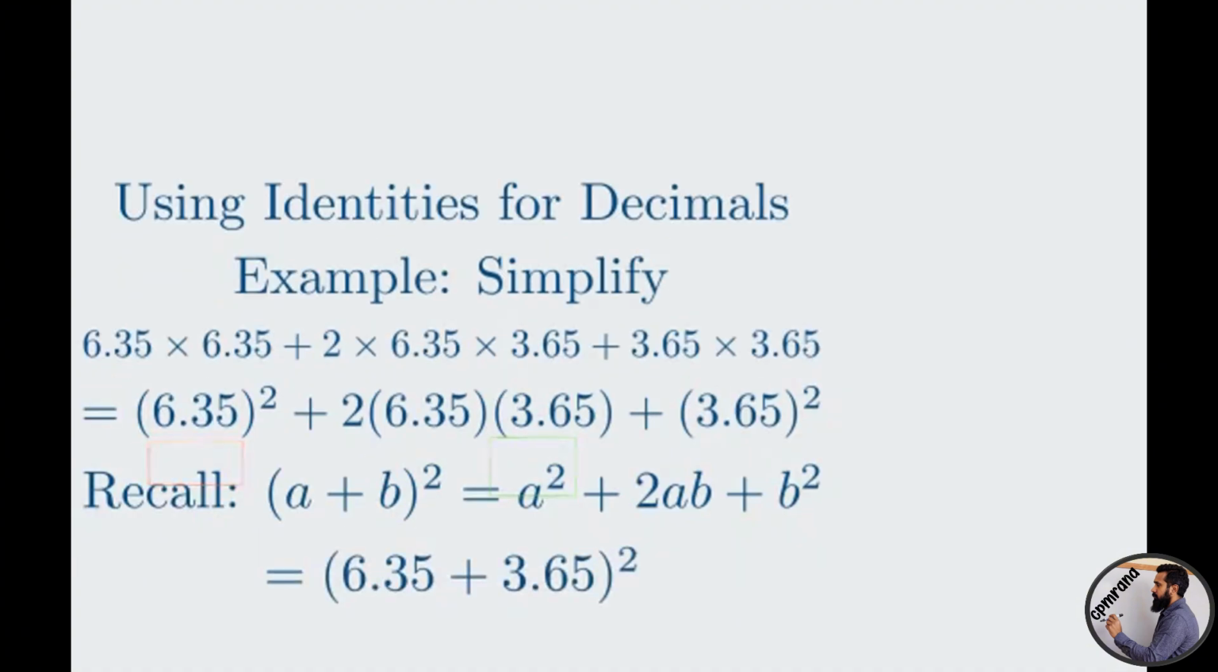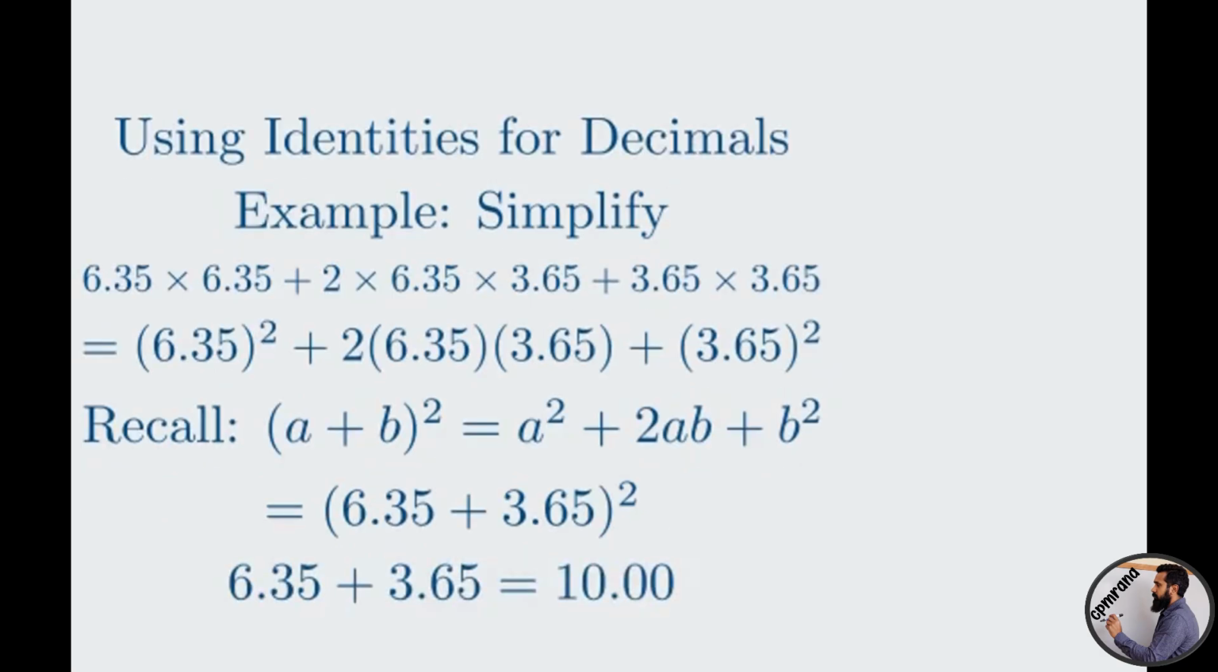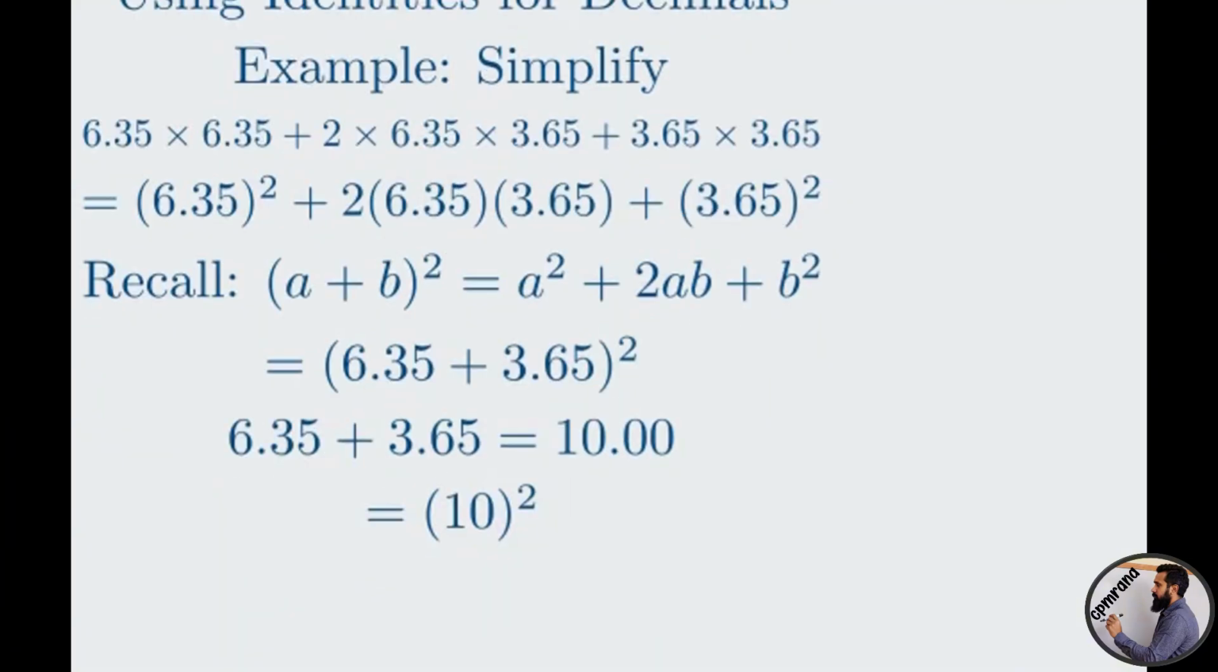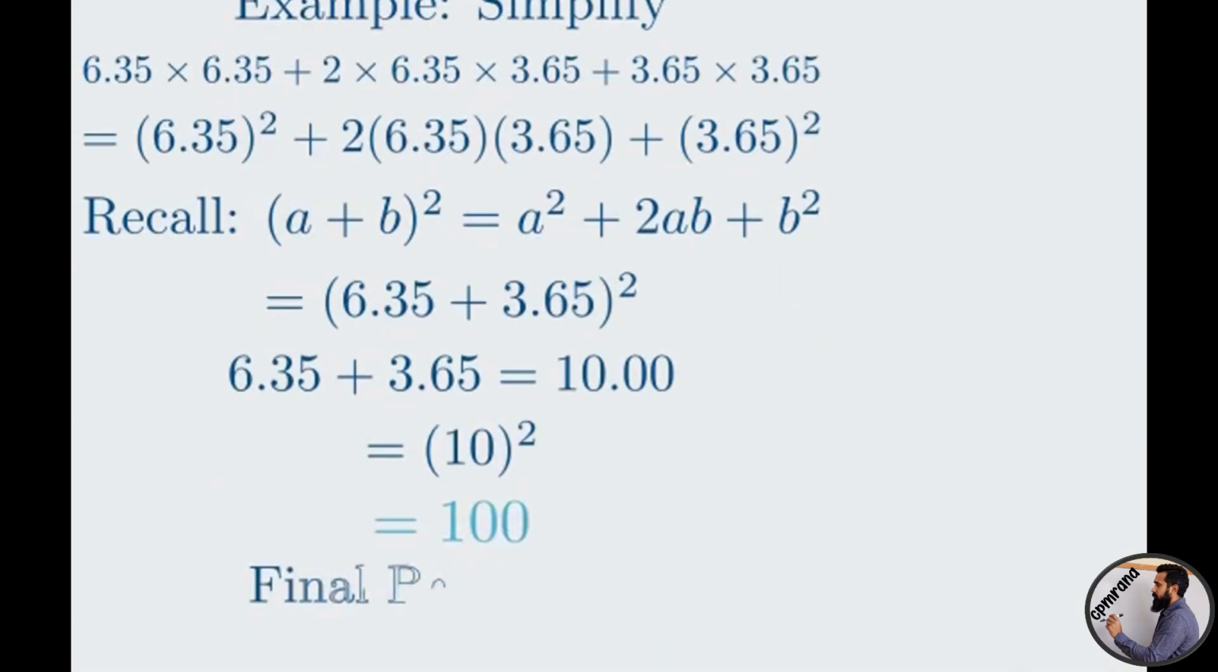Substituting these into the identity, we get the sum of the numbers squared. Now, take a moment to look at the numbers inside the parentheses. What is 6.35 plus 3.65? It adds up to exactly 10. So the whole expression simplifies to 10 squared, which equals 100. Without doing any heavy, long multiplication, we found that this complex-looking decimal expression is exactly 100.